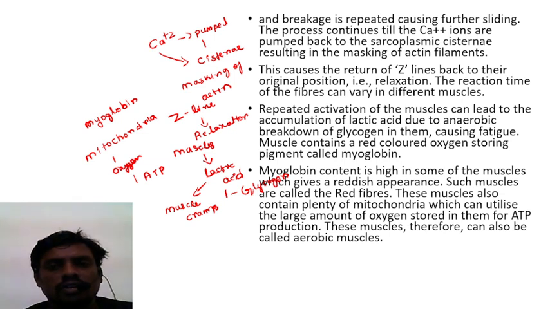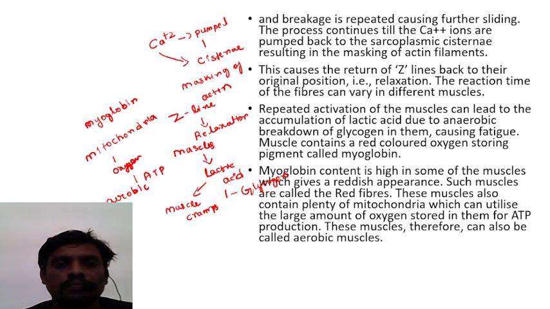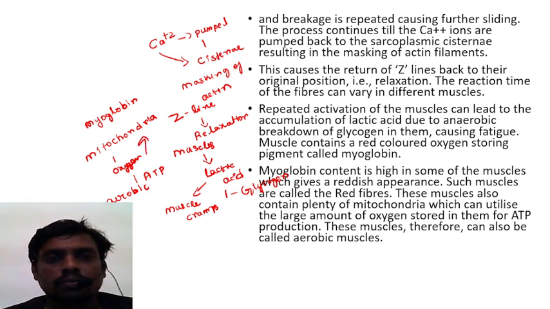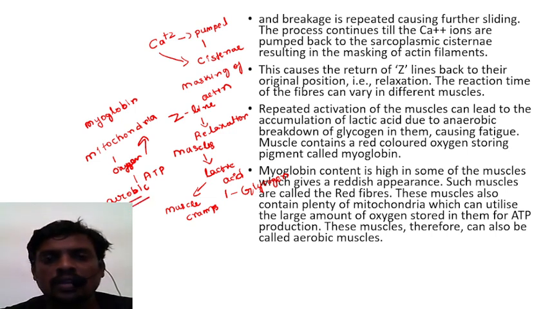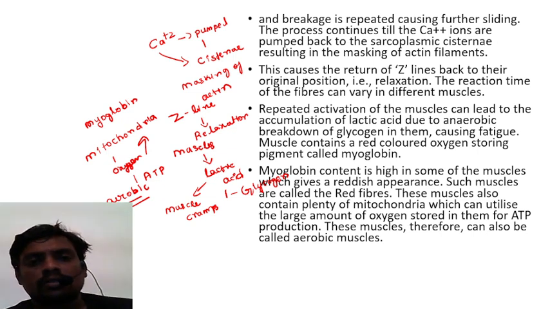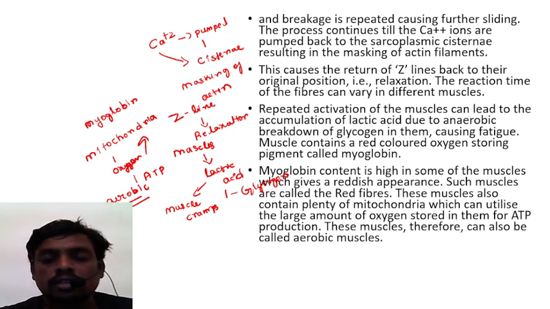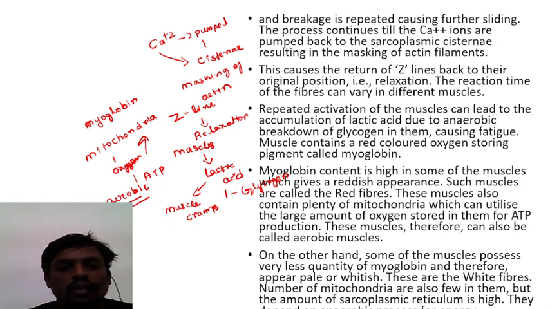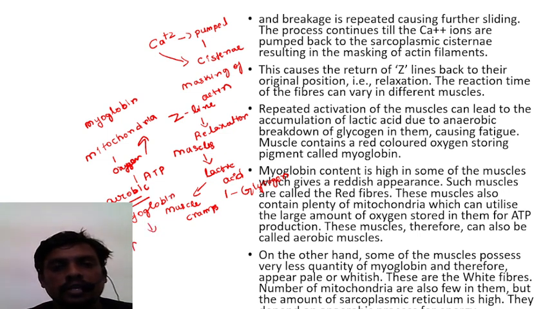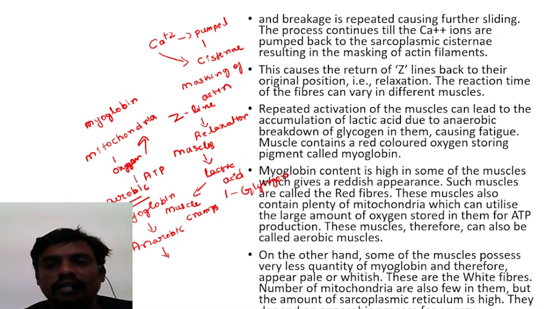These muscles can therefore also be called aerobic muscles. If oxygen is there, mitochondria utilize it for the process of respiration. Such respiration is aerobic respiration, and such muscles are called aerobic muscles. Why? Because in those muscles aerobic respiration occurs. On the other hand, some muscles possess a very low quantity of myoglobin. If a low quantity of myoglobin is present, what will happen? Anaerobic respiration will occur. Anaerobic respiration leads to formation of lactic acid.